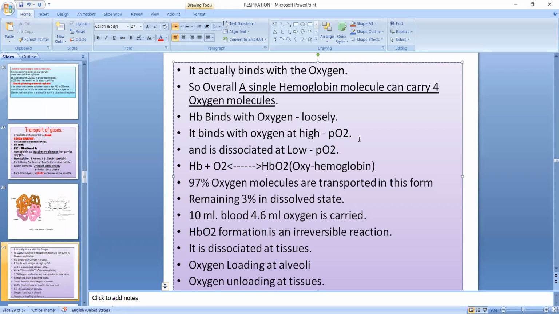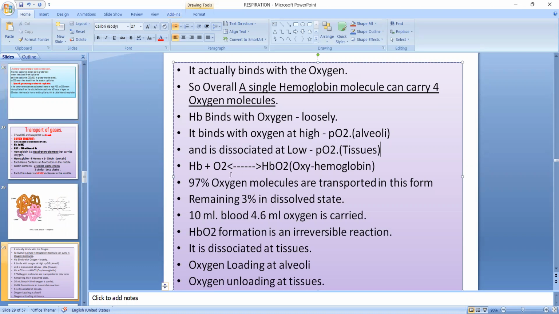Where the oxygen partial pressure is high, there the hemoglobin binds with the oxygen. That means at the alveoli. And Hb is dissociated at low PO2, that is, at the tissues. At the tissue region, the oxygen partial pressure is less. So Hb is dissociated to Hb plus O2. O2 is given to tissues, right?